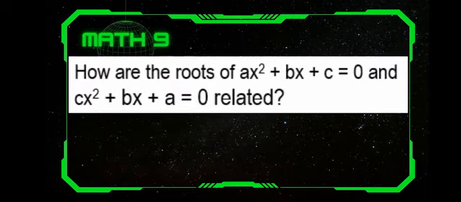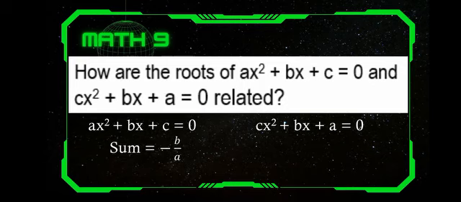How are the roots of ax squared plus bx plus c is equal to 0 and cx squared plus bx plus a is equal to 0 related? Now we will look for the sum and product of the roots of the equations using the sum of the roots and the product of the roots. For the sum of the roots, we have the negative of the linear term coefficient divided by the coefficient of the quadratic term, so the sum is negative b over a. For the product, we have the constant over the first numerical coefficient of the quadratic term, that is a.